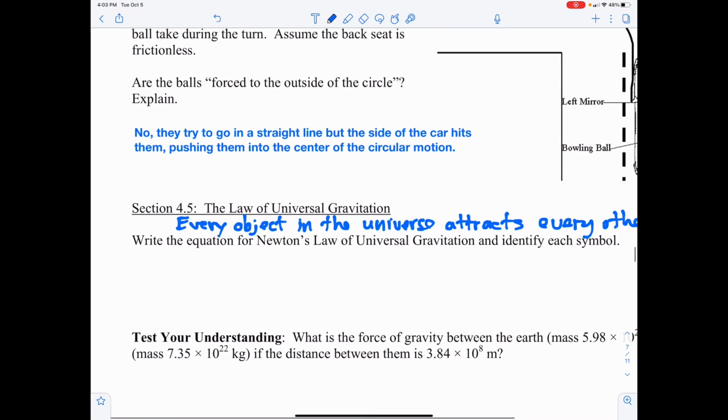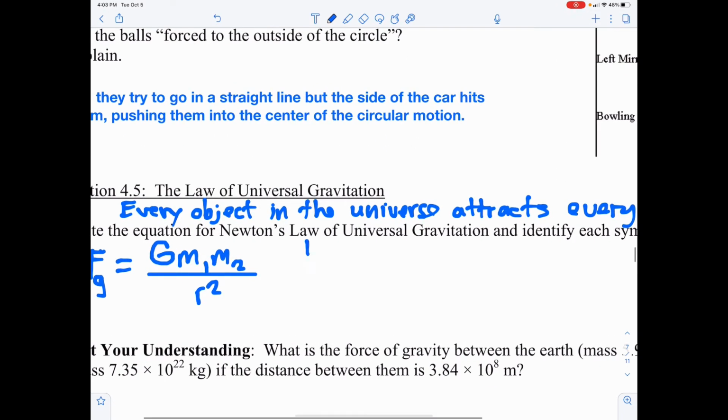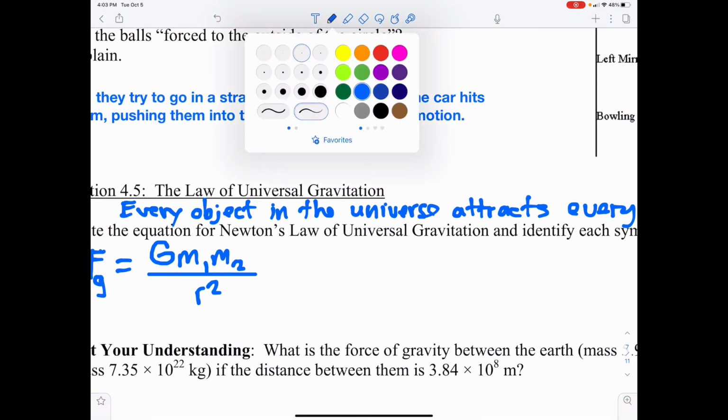The equation for Newton's law of gravity is that F sub g, that's the gravitational force, is equal to big G times M1 times M2 over R squared. Let's break down what these variables are so that you can get a better understanding of these. F sub g is the gravitational force.